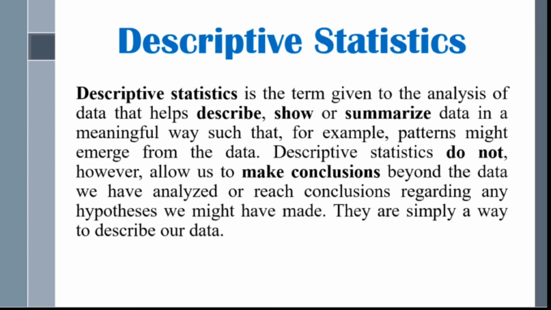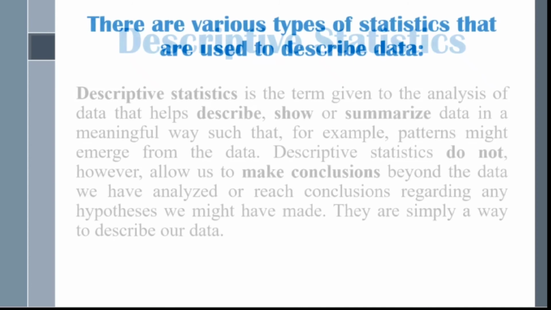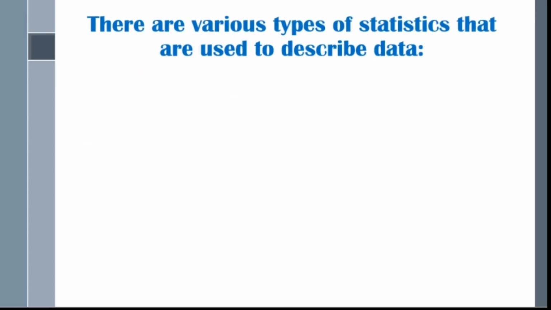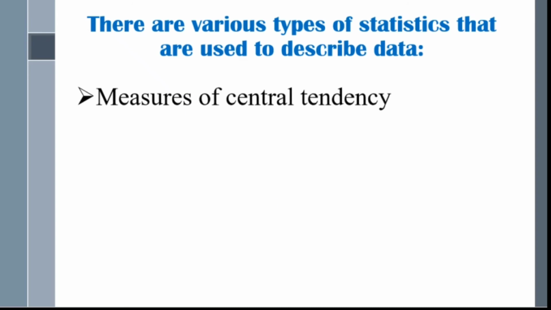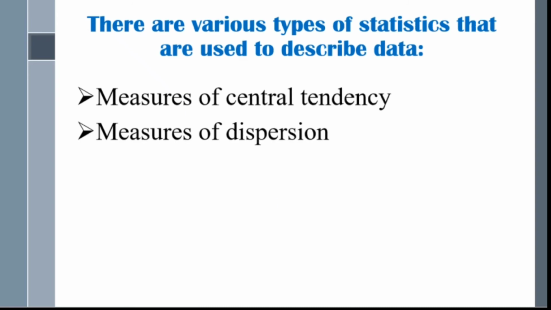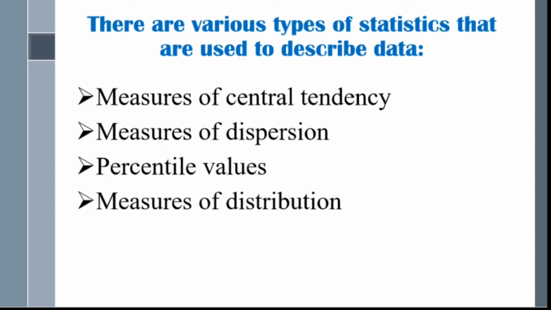Descriptive statistics are very important because if we simply presented our raw data, it would be hard to visualize what the data was showing, especially if there was a lot of it. Descriptive statistics therefore enable us to present the data in a more meaningful way, which allows simpler interpretation of the data. There are various types of statistics that are used to describe data. We have measures of central tendency, measures of dispersion, percentile values, measures of distribution, and descriptive plots. And we will go through this one by one in the Jamovi software.